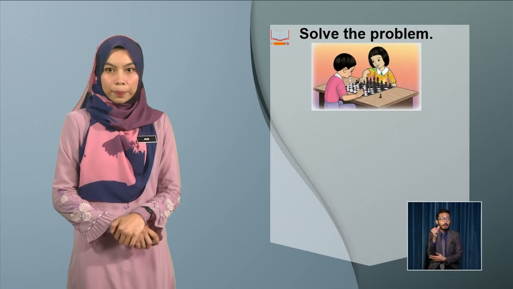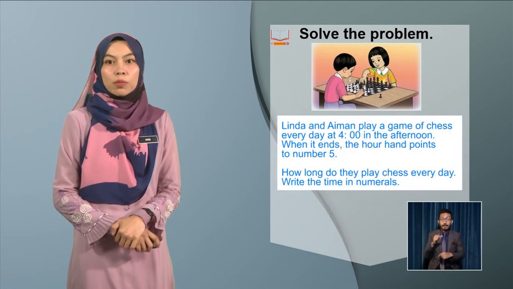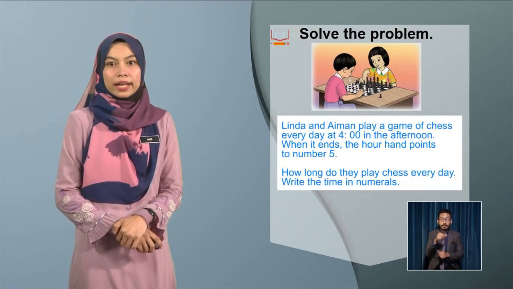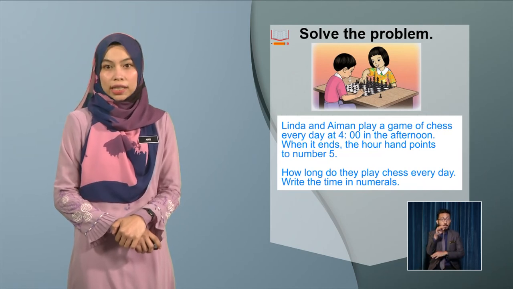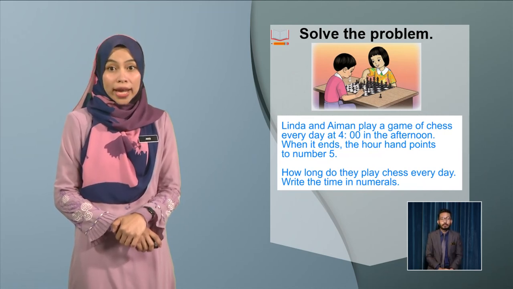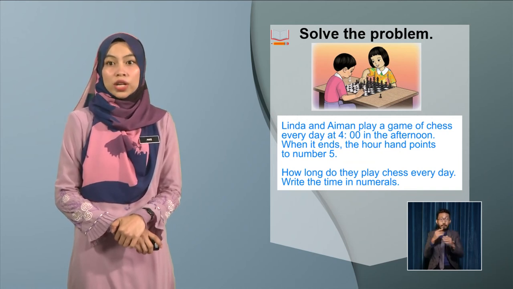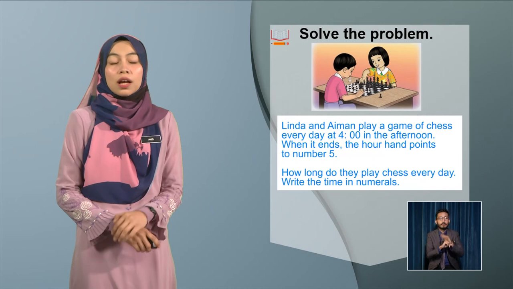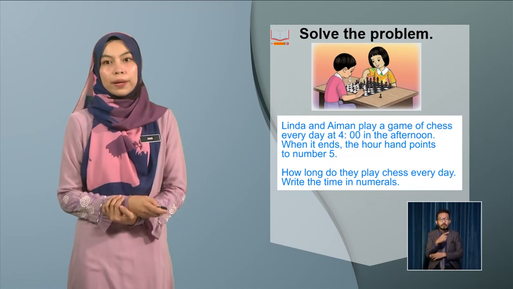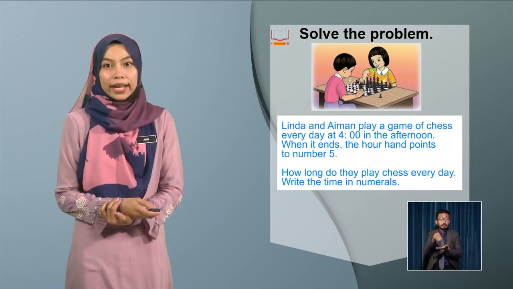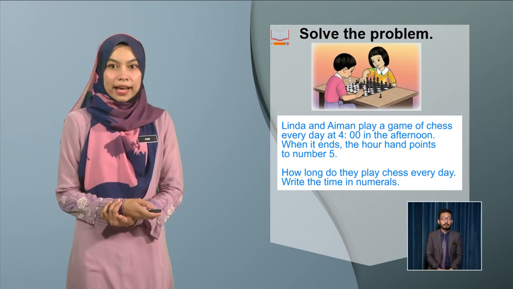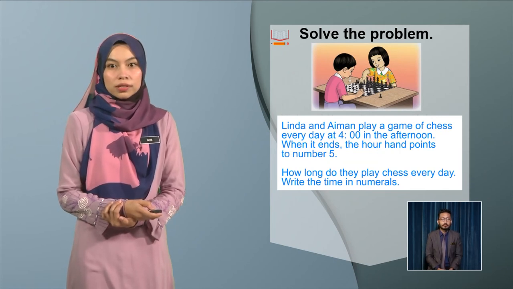Finally, let us try to answer the last question. Linda and Iman play a game of chess every day at 4 in the afternoon. When it ends, the hour hand points to number 5. How long do they play chess every day? Write the time in numerals.